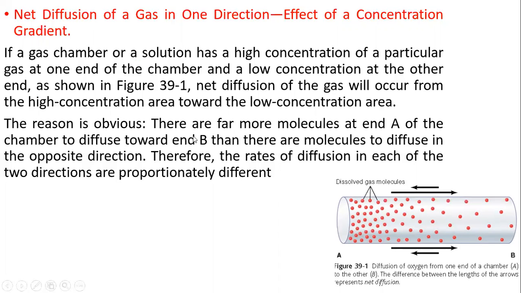The reason is obvious. There are far more molecules at end A of the chamber diffusing towards B than there are molecules diffusing in the opposite direction. يعني هو ببساطة الموضوع إنه هنا لأنه هواي molecules تتحرك باتجاه المعاكس، هنا اكو molecules أقل تتحرك باتجاه المعاكس. المحصلة هي من الهاي concentration area إلى low concentration area هو هذا النت diffusion. Therefore, the rates of diffusion in each of the two directions are proportionally different.